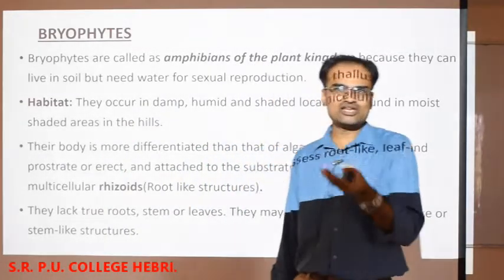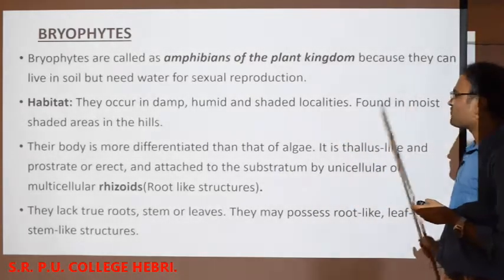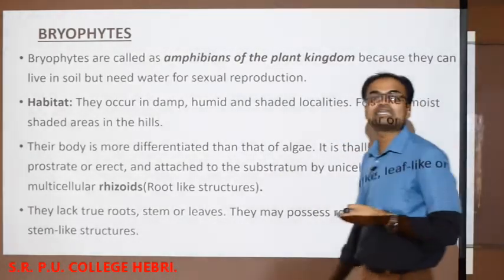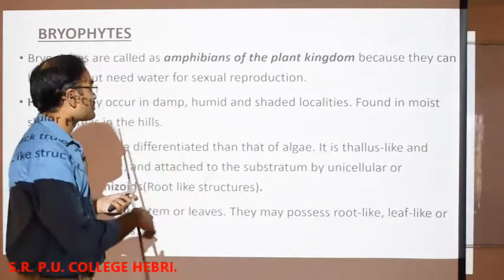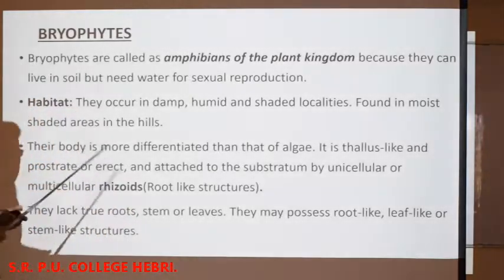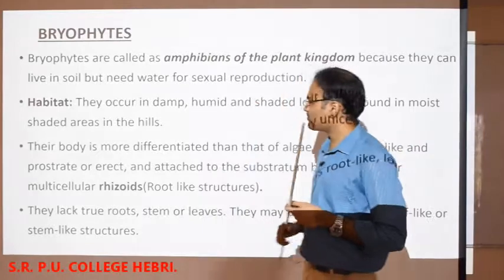Sunlight availability is very low, in shaded places, places with shade. Found in moist shaded areas in the hills. So commonly bryophytes are found in shaded areas in the hills. They grow well on a hill or on some wall.